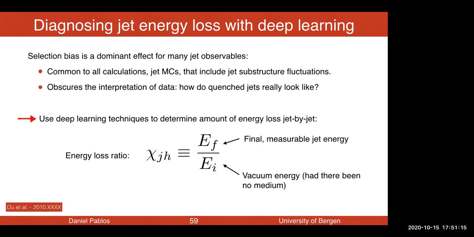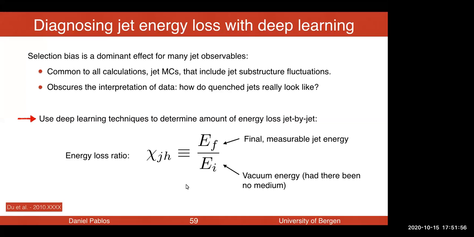Or the ones that lost more than a certain amount of energy, you don't see. So this is common to all calculations and jet Monte Carlos that include jet substructure fluctuations. So what we can do is use machine learning to try to extract jet by jet the amount of energy loss. Given that we can look at the final energy of the jet, of course, the one we measure, we define the ratio by dividing this energy by the vacuum energy of the jet, which is the energy that the jet would have had if there had been no medium.